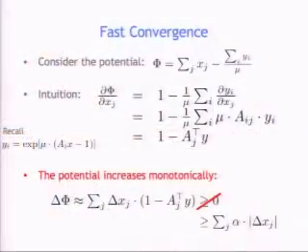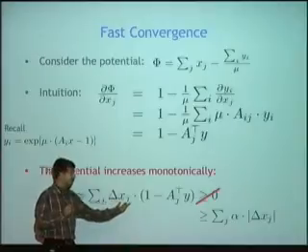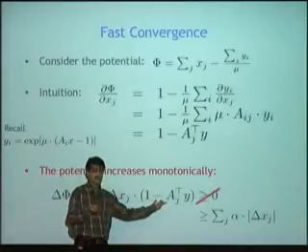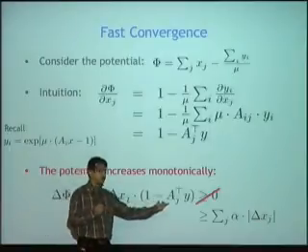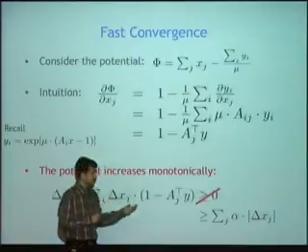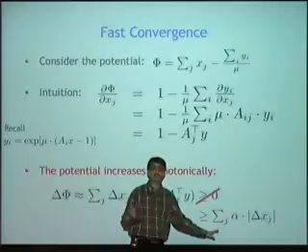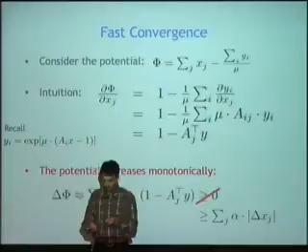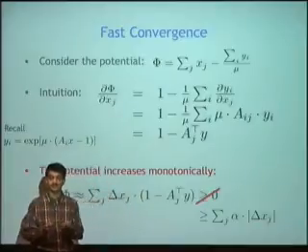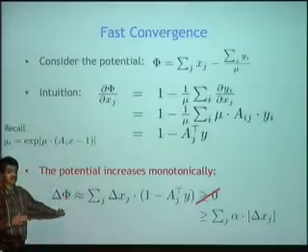And moreover, we can say something stronger. Recall that we increase xj only if this is significantly larger than 0. This is at least alpha. And we decrease xj if this is at most minus alpha. So overall, the increase in the potential is at least alpha times the absolute change in the x values. Right? So if x values are changing rapidly, no matter whether they're going up or down, if they're changing rapidly, you're making progress with respect to the potential.